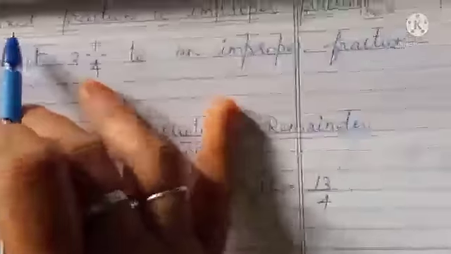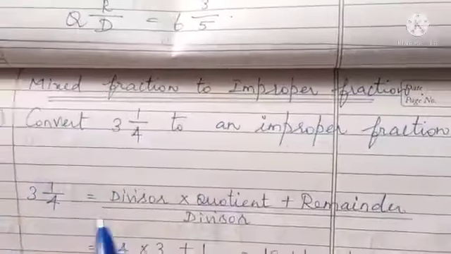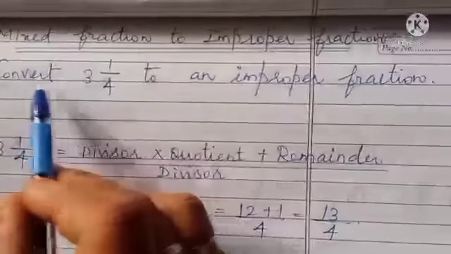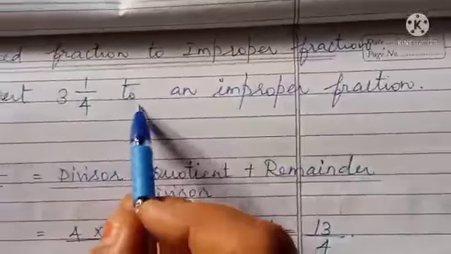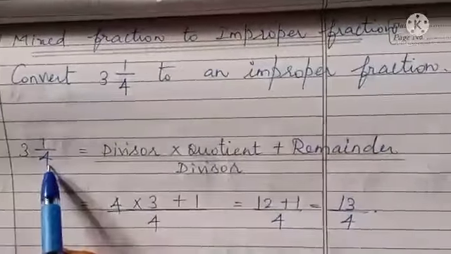Okay. Second, that is type 2, which is how to convert a mixed fraction to an improper fraction. Okay, that is known as type 2. So for that we are going to take the problem 3 1 by 4. Convert 3 1 by 4 to an improper fraction. Yes, so 3 1 by 4, you have to write the answer.